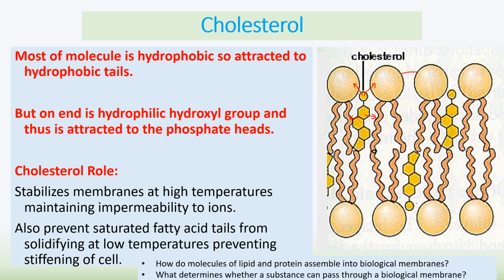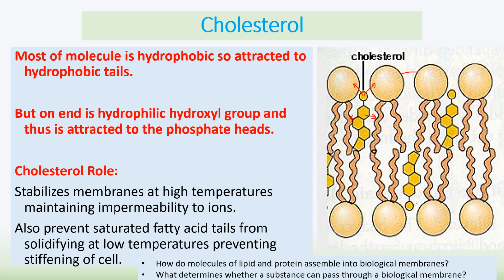Okay, and the role of it is at high temperatures it stabilizes the membrane, because it will stick between the phospholipid tails and prevent them from coming apart, and acts almost like glue between the two of them. And that's particularly important, I should say, in unsaturated fatty acids. It will also prevent saturated fatty acids from solidifying at low temperatures.